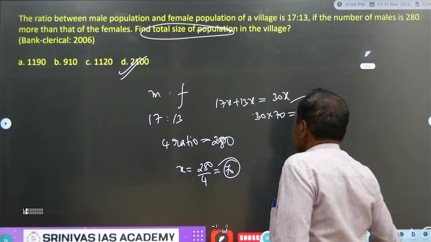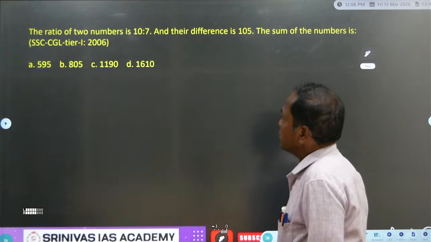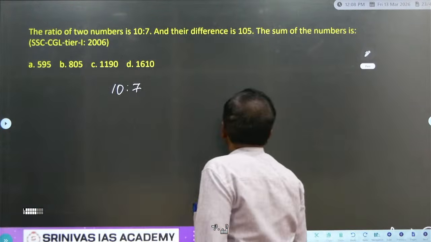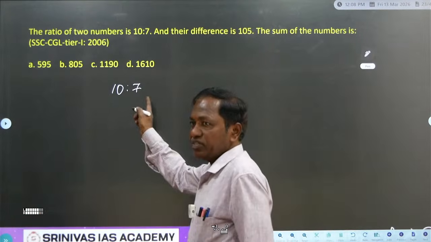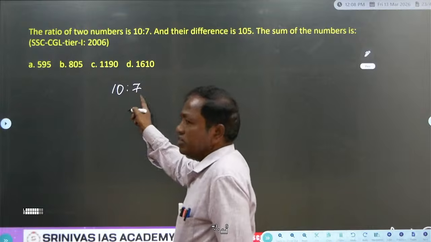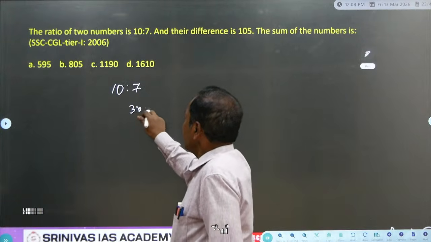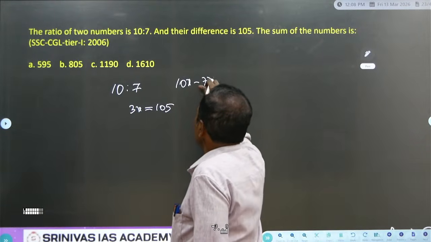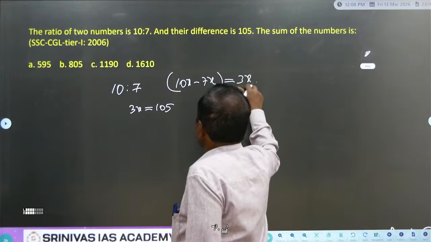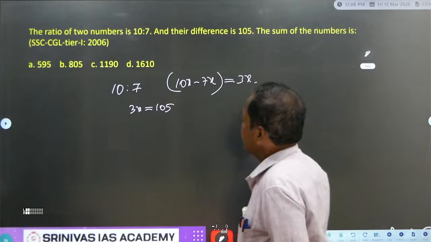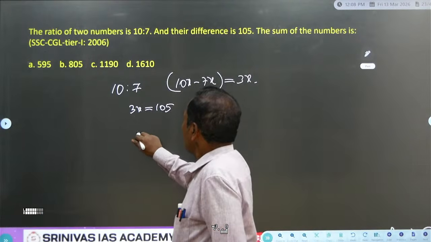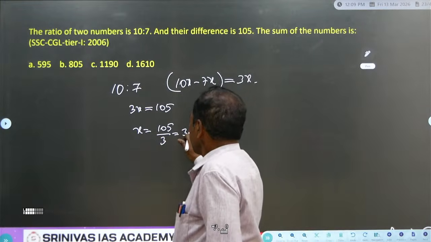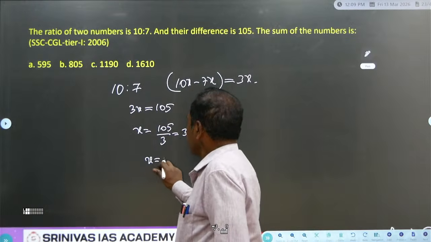Right, now you can see the ratio of two numbers is 10:7 and the difference is 105. What is the difference in the ratios? 10x minus 7x is 3x, and that's 105. Now we can see x is what? 105 by 3, 35. X value is 35.